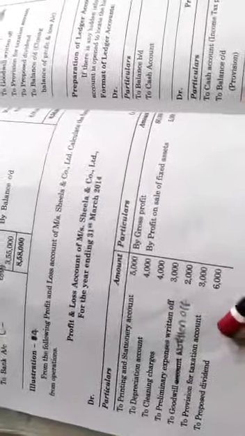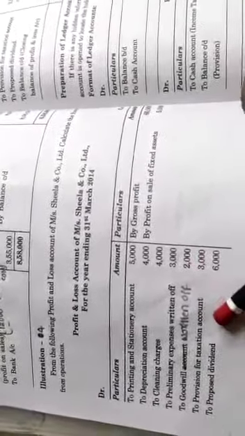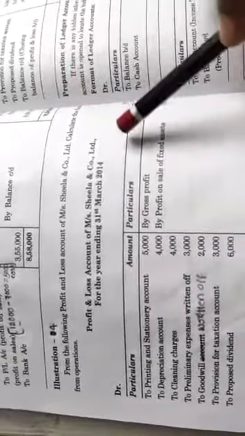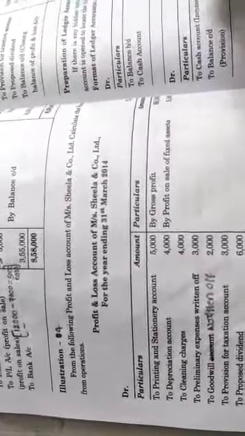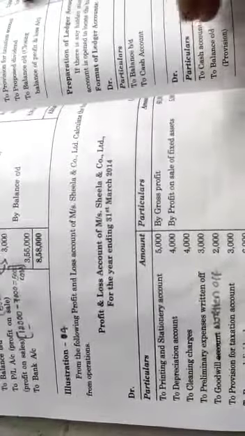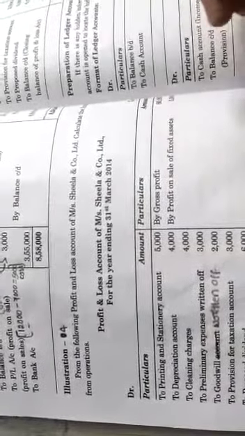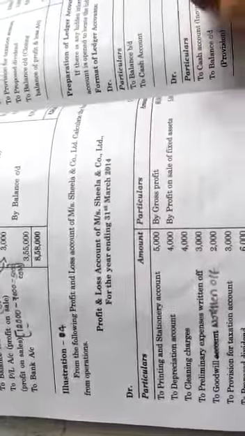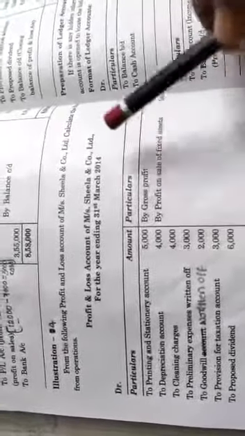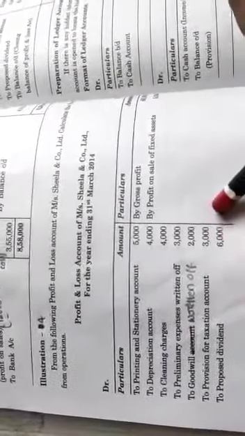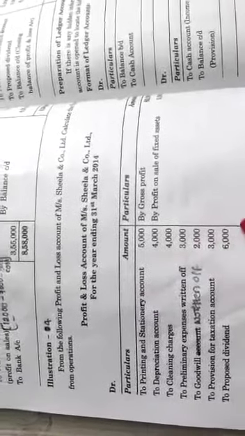Next, provision for taxation account. This is also a non-fund item, so provision for taxation account 3,000. Next is the proposed dividend. Proposed dividend means we are planning to pay the dividend. This year the company is just telling that it will pay the dividend, that is proposed dividend. Actually it is not paying, so it will not affect the fund of the business. So proposed dividend is 6,000. It is also a non-fund item, so take that.